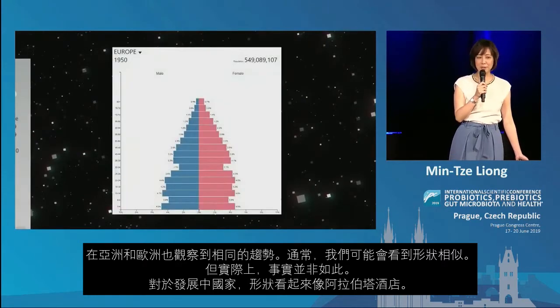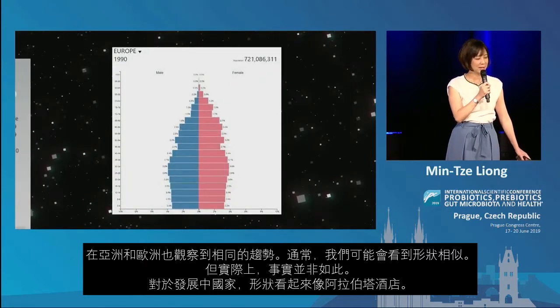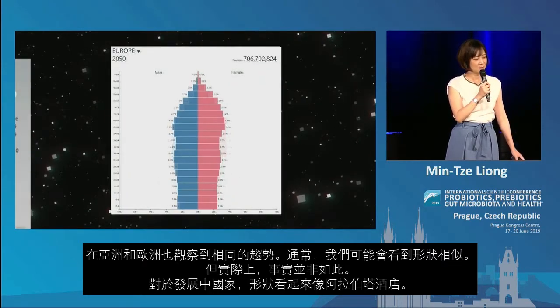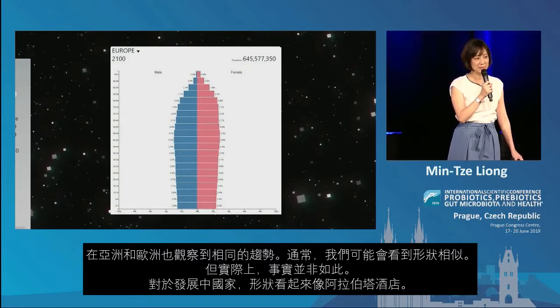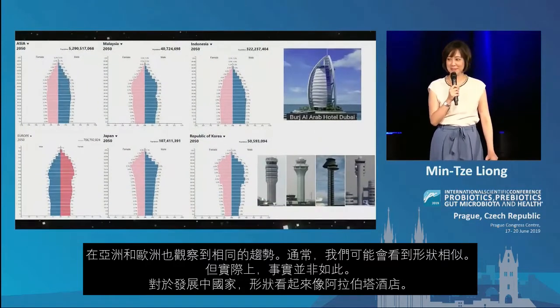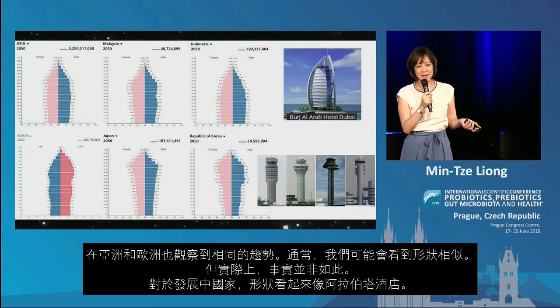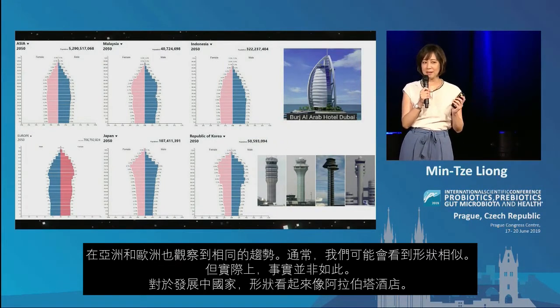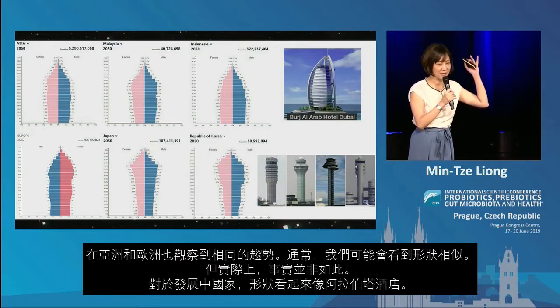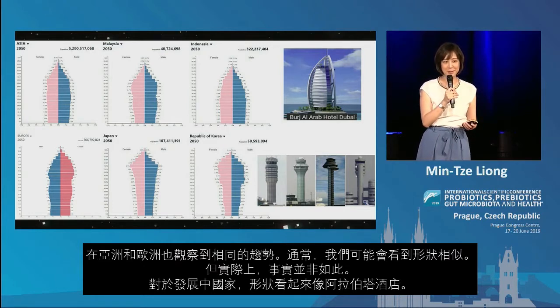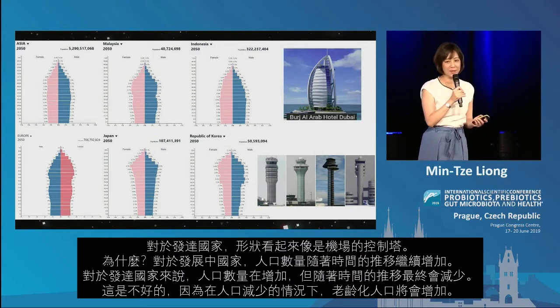And now that we are in Europe, how would Europe look like? Now, in general, most of the time we'll see that it's looking similar. But in actual fact, not so much. Now, this is my perspective. You may not agree with me. So basically, when we look at developing countries, I see it looking like the Burj Arab Hotel. If we are looking at developed nations, we are looking at like the control tower of the airports.